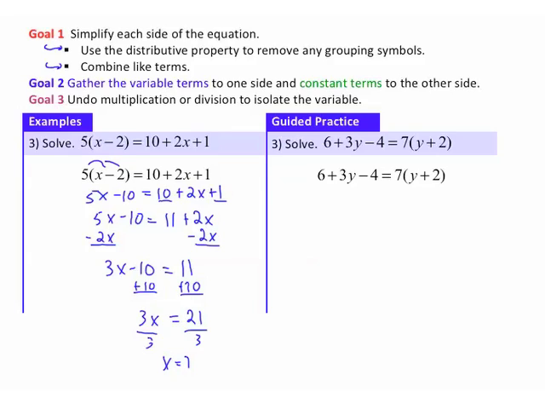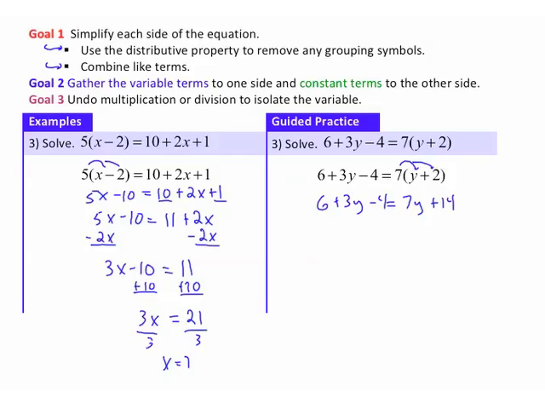Question 3. We're asked to solve this equation. It's got a lot of stuff going on, but we can start simplifying this equation. So we would start with the distributive property, which is over here on the right. So we would distribute this 7 to the y and to the 2. Let's take a look at what that would give us. 7 times y is 7y. 7 times positive 2 is a positive 14. I'll just rewrite the left side as it stands. Okay, I'm done with the distributive property.